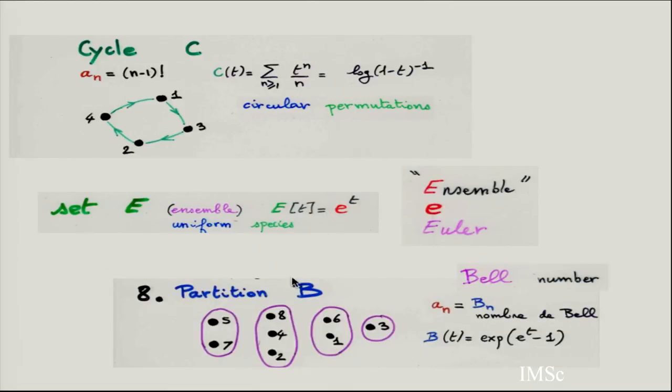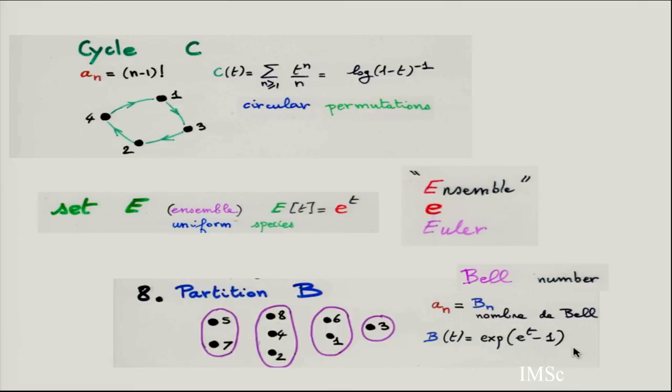Now another example is a partition. Partition is just a partition of a set. The number of partitions is the so-called Bell number, B_n, the number of partitions of a set. Here is a set partition into 4 different blocks. And the generating function is the exponential of (e^t minus 1). I will very soon give you a proof of this. So these are the Bell numbers, the number of partitions of a set.